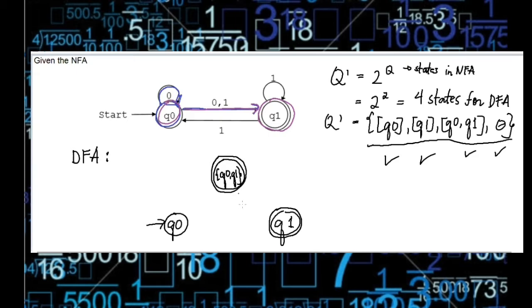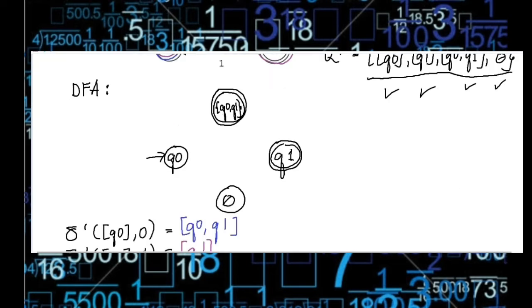Ma'am, bakit po dalawa yung final state? Kasi po, basta may Q1, kasi yung original given mo na NFA, may Q1, yun ang final state. O, ito, may kasama siyang Q1, though may Q0. So, final state pa rin yun, basta may Q1. That's it. Well, let's proceed.